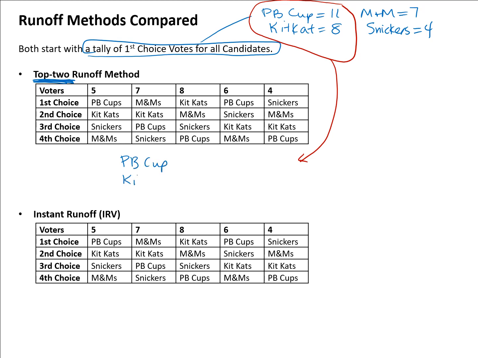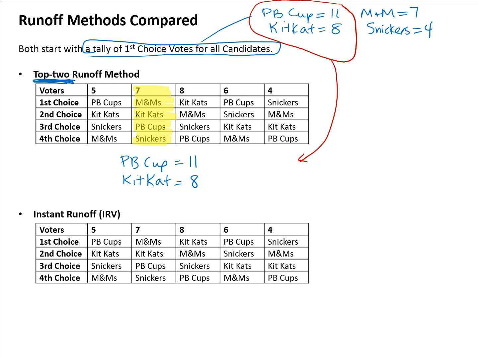So Kit Kats and peanut butter cups go head to head. They keep their original votes because those were still the top choices for those 19 people. What we then do, though, is when we eliminate M&Ms and Snickers, we reapportion their votes. We redistribute them. So when we look at M&Ms, that came from this column. These 7 people liked M&Ms the best.